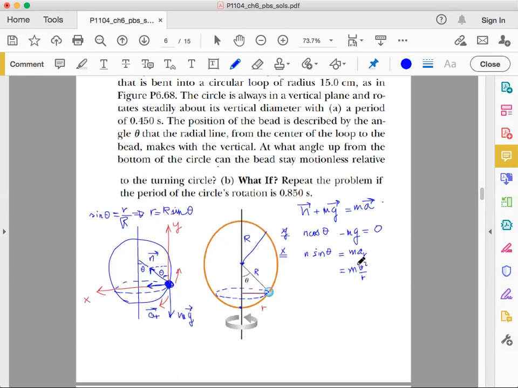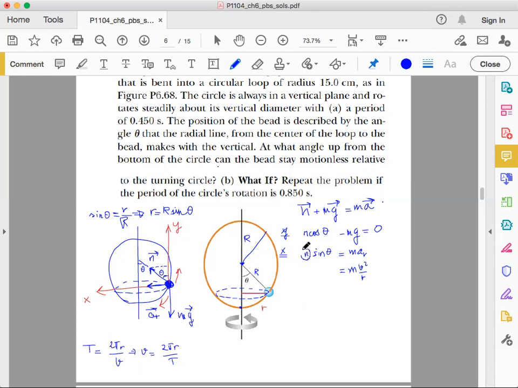And so we can replace v with the expression of the period. We have seen that the period is given by 2 pi r over v. And so from here, we can deduce that v is nothing else than 2 pi r over T. So T is known, it's given in the text in here. So all I have to do now is replace v with 2 pi r over T. And so we end up with N sine theta equals, let's just replace everything by its value.